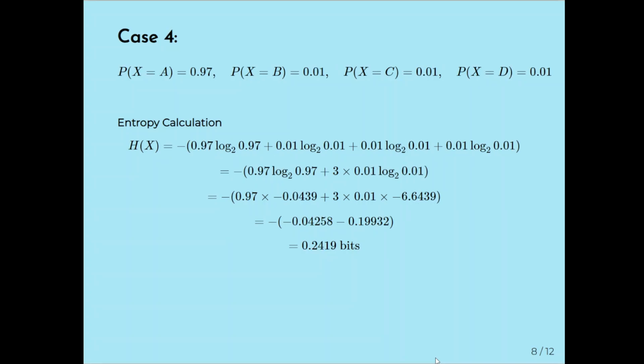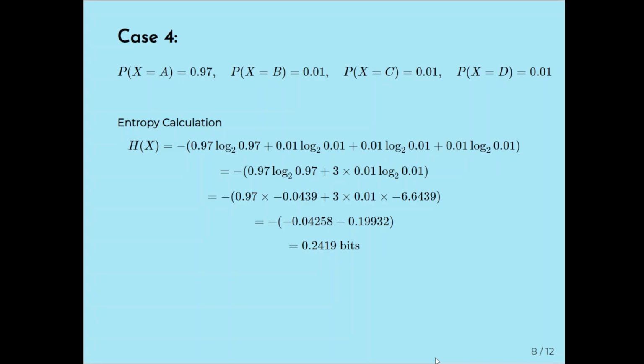So finally, for the last case, and we'll leave it here, x equal to A is 0.97, and in all the other cases, it's 0.01, okay? So 0.97 times log of 0.97 to the base 2 is minus 0.04258. Or 0.01 times log of 0.01 to the base 2, that will work out to be 0.19932. That's for each of the three cases, B, C, and D.